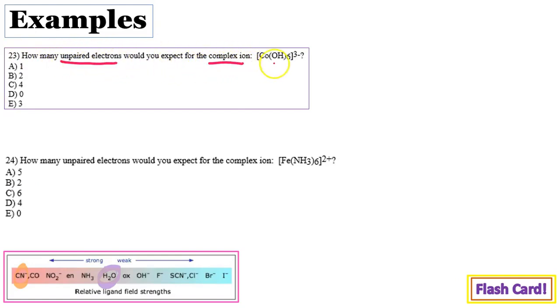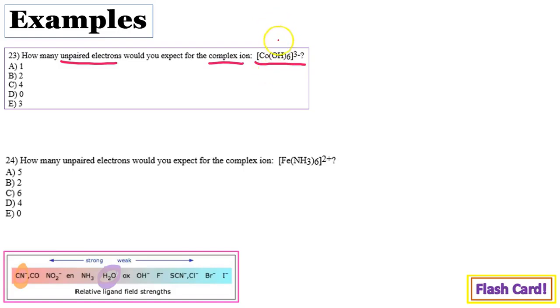We have a complex ion. This complex ion is here. It has its charge. And so we have to make sure that we're relating the oxidation state of the metal ion, the electron configuration of that metal ion, and then, of course, using that to get the number of electrons that are going to be used in our d orbitals.